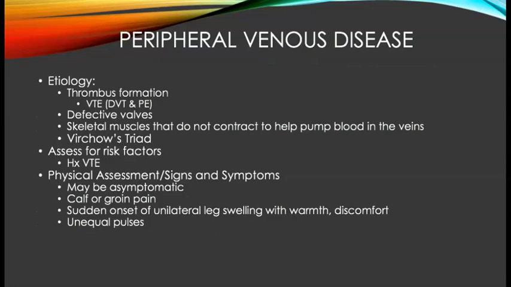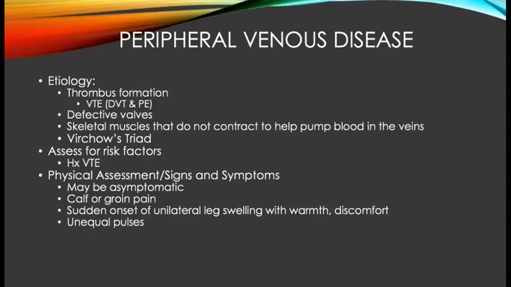Peripheral venous disease really just refers to thrombus formation. So venous thromboembolism, or VTE, encompasses DVT as well as pulmonary embolism. This can be from a variety of causes, like defective heart valves, because this can lead to venous insufficiency as well as varicose veins, which are not life-threatening but can be problematic. Skeletal muscles that don't contract to help pump blood in the veins. This problem can occur more when weight bearing is limited or muscle tone will decrease.